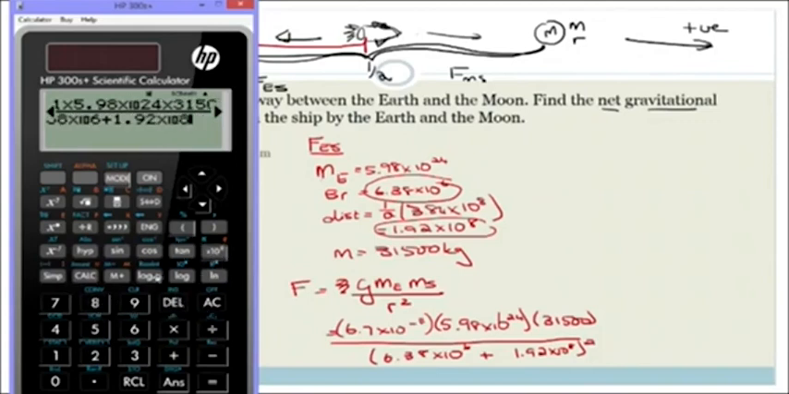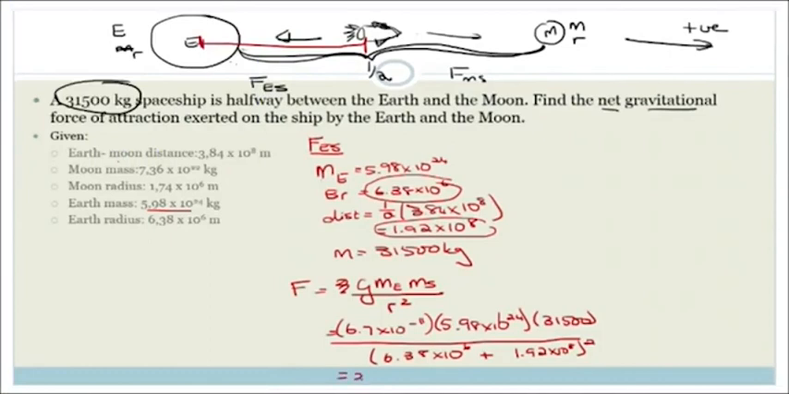Exponent 8, close the bracket, square it, move over, and equals. There we go. So it's 3.21 times 10 to the 2. So that is equal to 3.21 times 10 to the 2, and that is towards the Earth. So it's going to be left. Okay, that is what the spacecraft is experiencing due to the Earth.